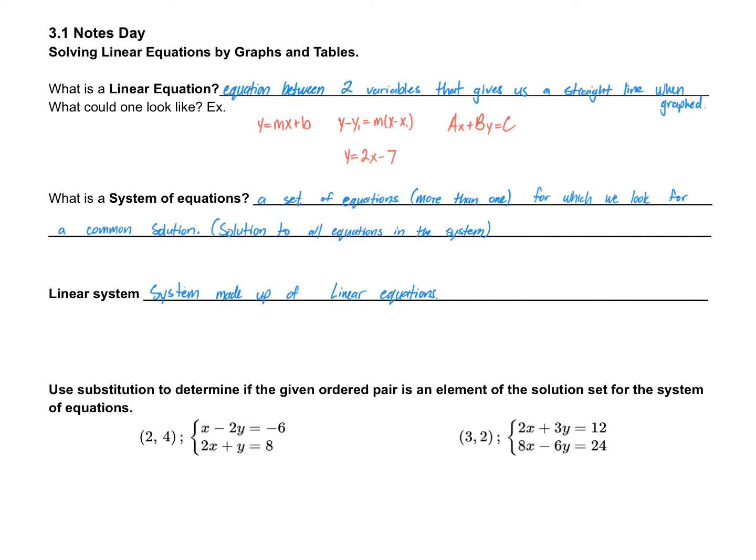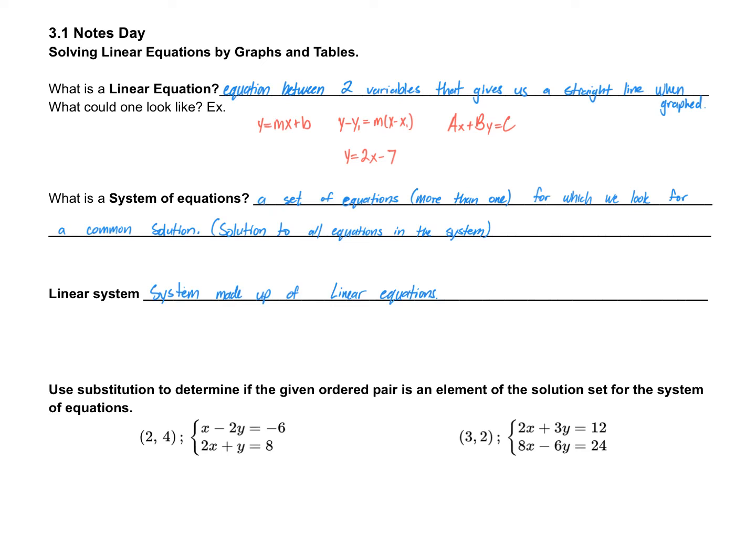So if we are given two lines and we want to figure out what they have in common, we are trying to figure out where the lines intersect. For these first couple, we're giving you a point. The first one is 2, 4. So we're going to see if this is a point on both of these lines. If it is, that's where these lines will intersect, and that will be our common solution.